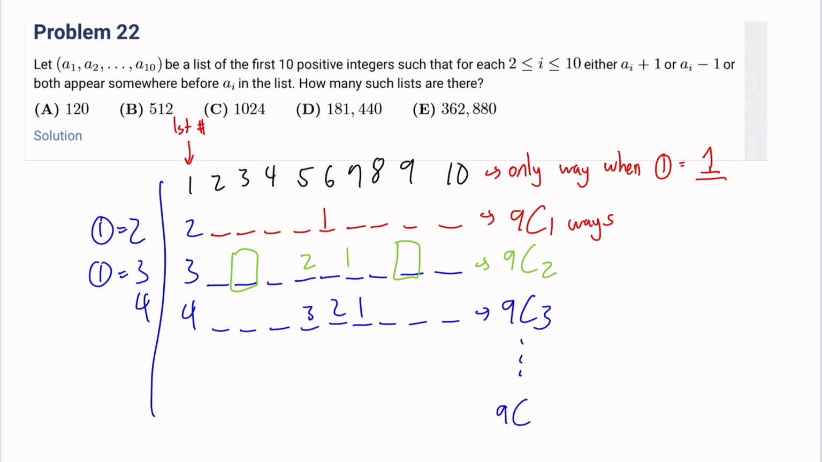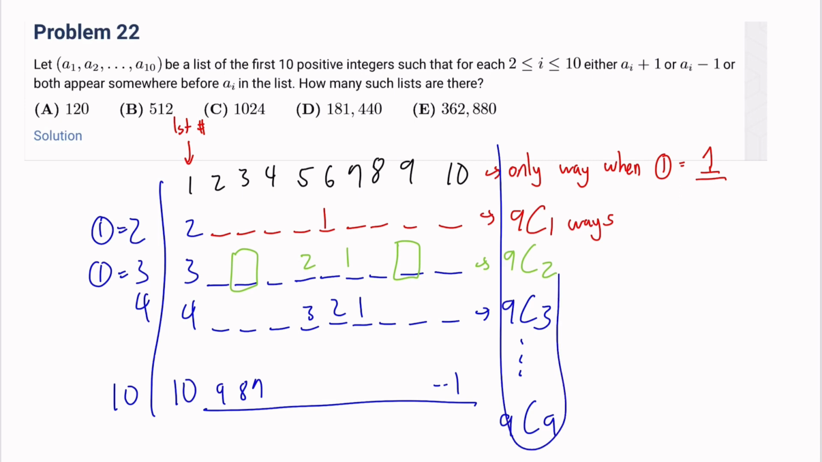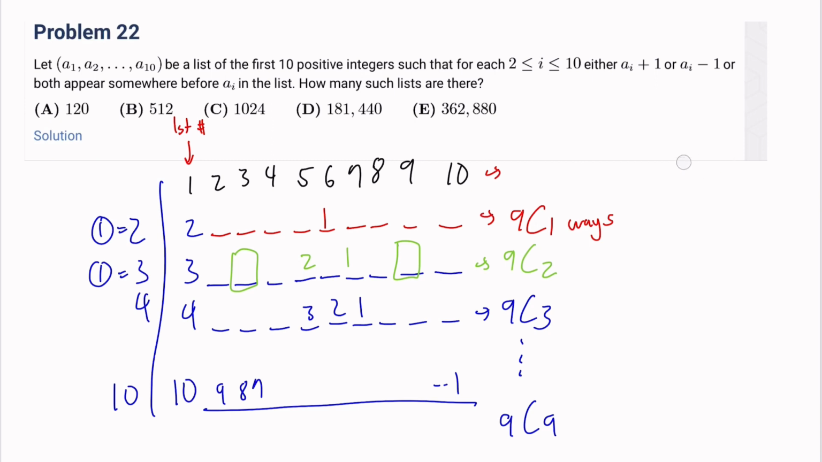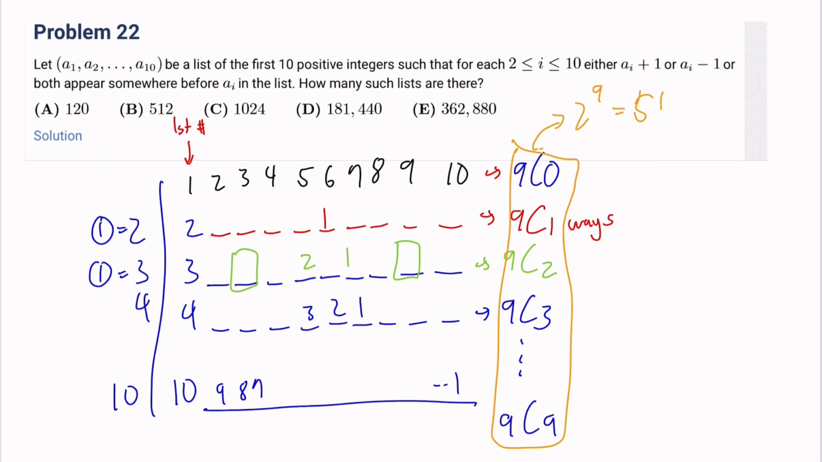And so on, all the way to 9 choose 9 ways when 10 is first. Then all of these would have to be in decreasing order, so that would be 10, 9, 8, 7, 6, all the way to 1. And so what we have to do is add up everything, and the first one is 1, and 1 equals 9 choose 0, right? If we add up 9 choose 0 all the way to 9 choose 9, that gives us 2 to the 9th power. This is 512, so the answer is B.